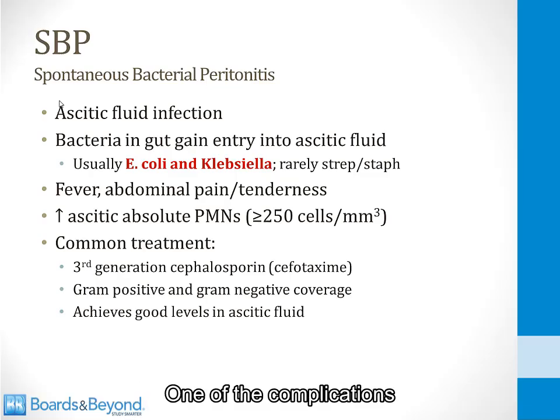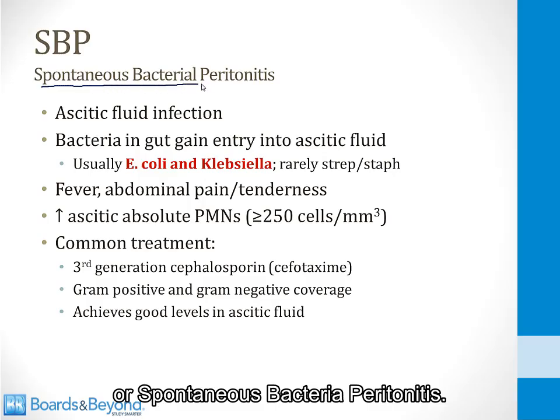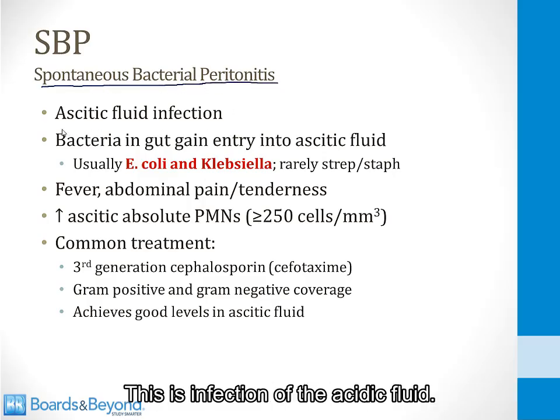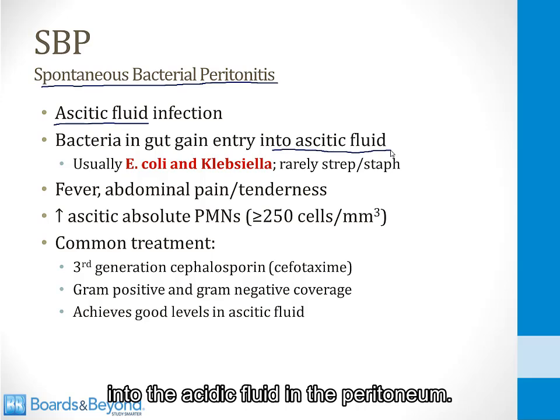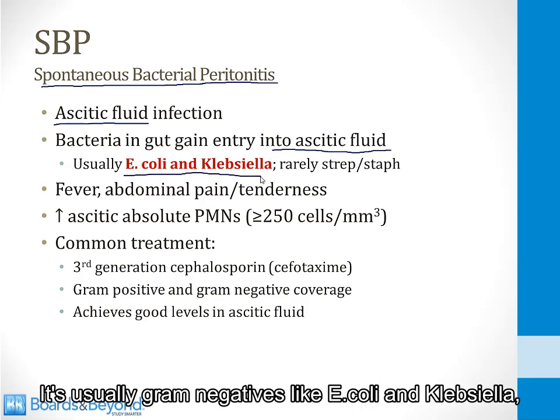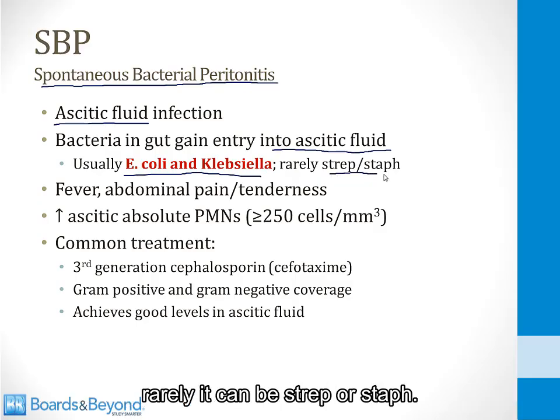One of the complications that patients with ascites can develop is something known as SBP, or spontaneous bacterial peritonitis. This is infection of the ascitic fluid. Bacteria from the gut can sometimes gain entry into the ascitic fluid in the peritoneum. It's usually gram-negatives like E. coli and Klebsiella. Rarely it can be strep or staph.